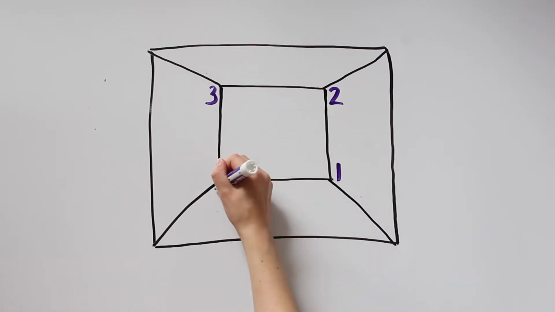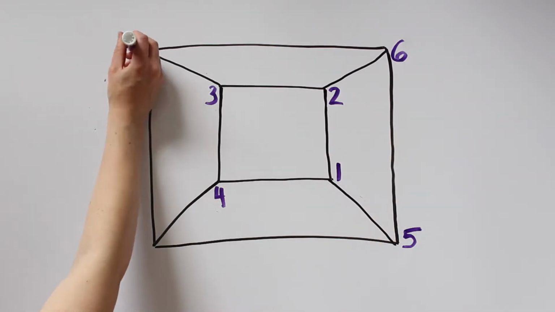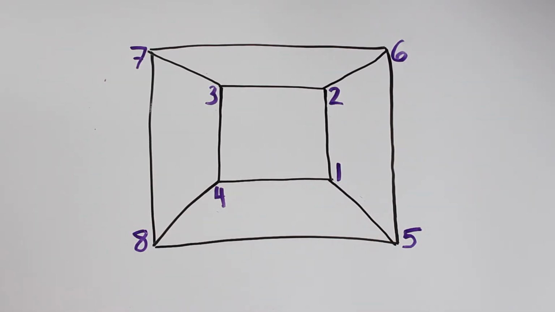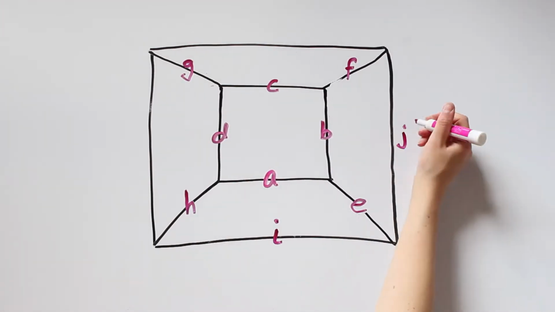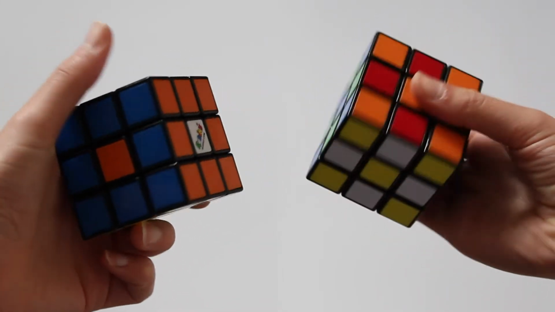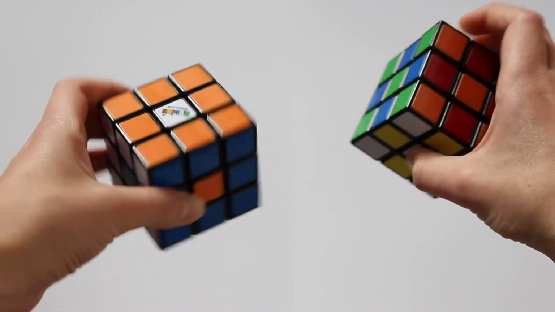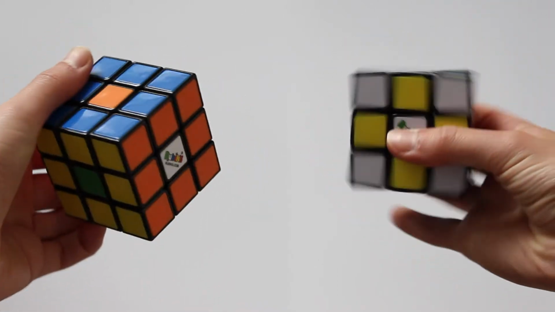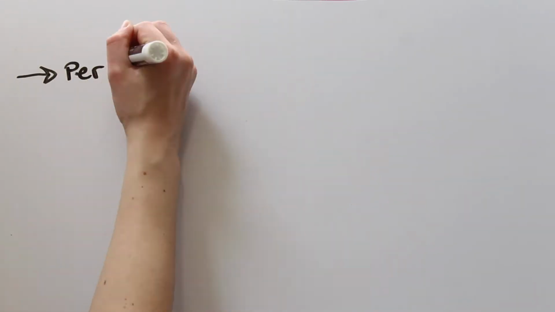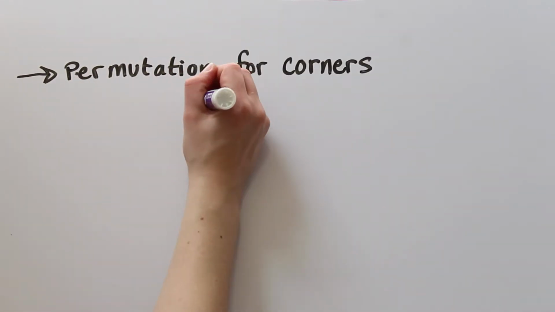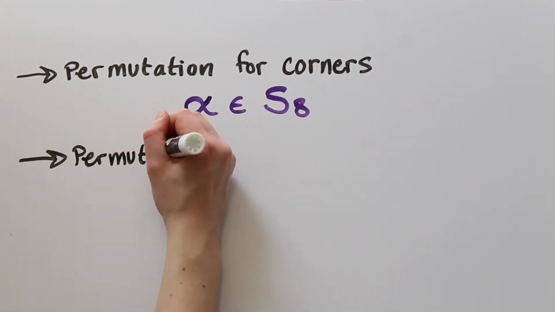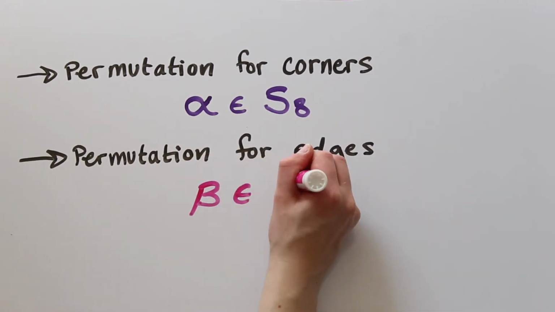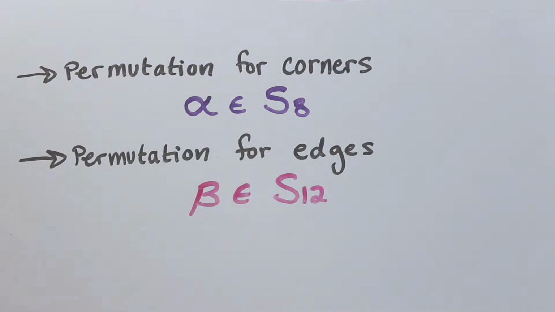Since corners always go to corners, we will give them their own numbering system and name them 1 through 8. For the 12 edges, we'll name them with letters A through L. Now, any given arrangement of the cube will have 2 permutations attached to it, one for the corner pieces and one for the edge pieces. The corner permutation, which we will call alpha, will be in S8, the symmetric group on 8 elements. And the edge permutation, which we will call beta, will be in S12, the symmetric group on 12 elements.